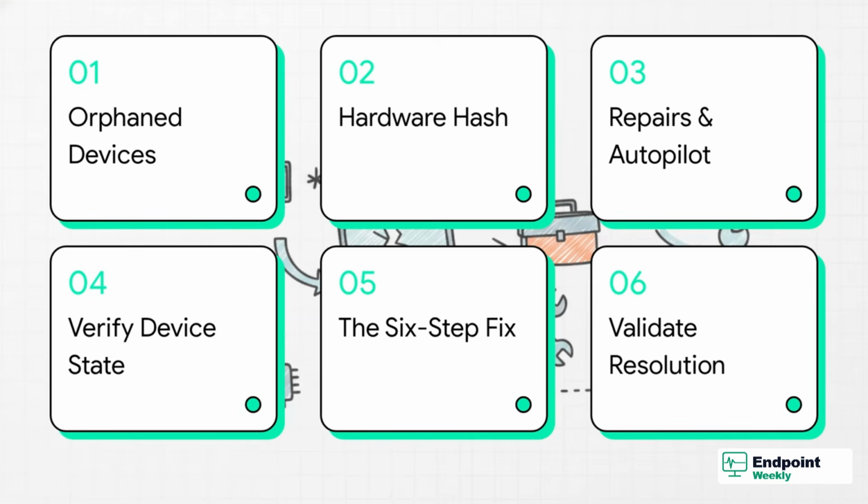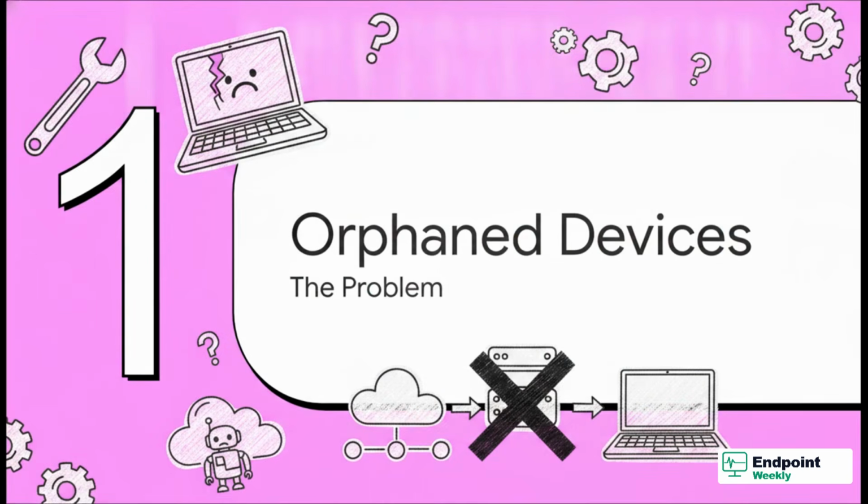Okay, let's dive into this and map out our game plan. We'll be hitting 6 key areas today. 1. The orphaned device problem. 2. Inside the hardware hash. 3. Which repairs break Autopilot. 4. Verifying the device state. 5. The 6-step fix. And wrapping up with 6. Validating the resolution.